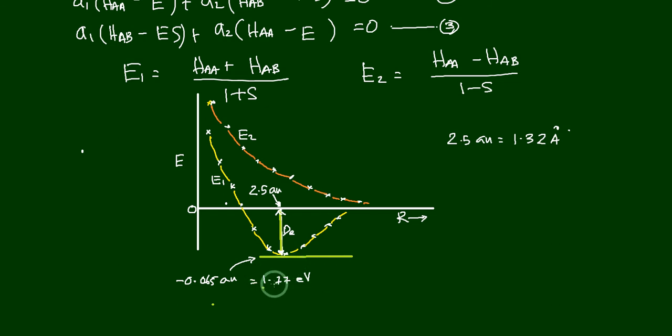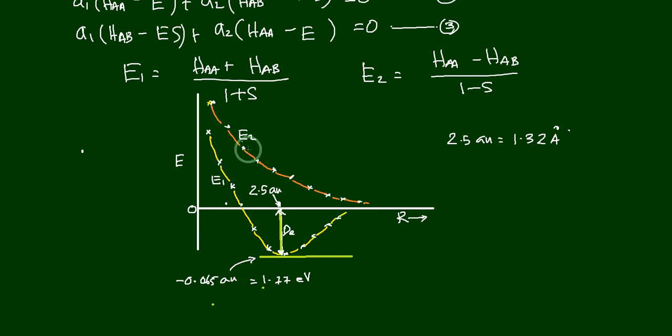This is what we did yesterday, and we also saw that there is another solution for energy, because this was a second order determinant, and it will have two solutions for energy. The next solution is E2, which is HAA minus HAB divided by 1 minus S, and if you plot this energy, then the energy profile will go like this, meaning E2 is always greater than E1. At any internuclear distance, E2's energy will always be greater than that of E1, and also E2 energy is greater than that of the individual hydrogen atoms.